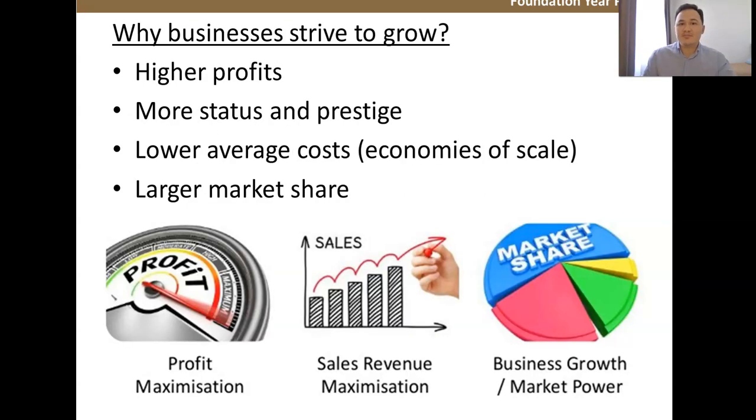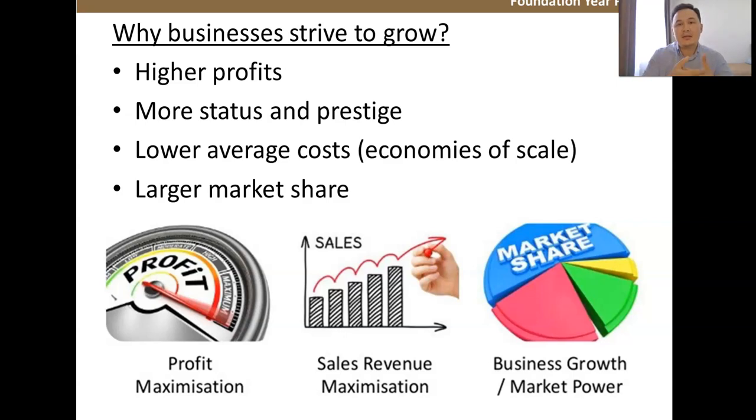Why do businesses strive to grow? Why are they trying to grow? I think it's kind of obvious, isn't it? Businesses try to generate more profit, more status and prestige. If you're a very large business, then the founders, the CEO, the other employees, the management team, they also become quite famous. Another reason is lower average costs. Now we're going to introduce the basic concept of economies of scale.